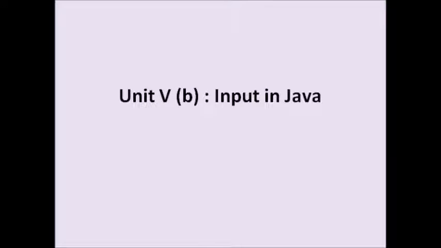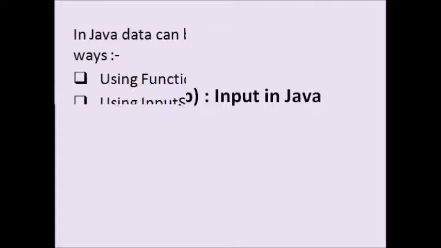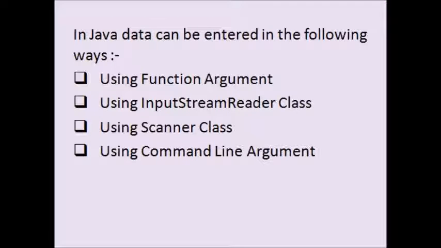Students, let's proceed to B part of Unit 5, Input in Java. We can enter data in Java in the following ways. First, using function argument. Second, using input stream reader class. Third, using scanner class. And fourth, using command line argument. In this session, we will learn the first two ways of entering data, that is using function argument and using input stream class.